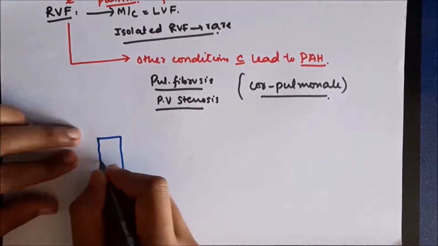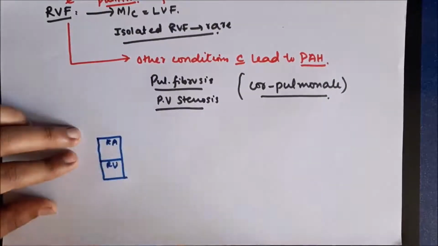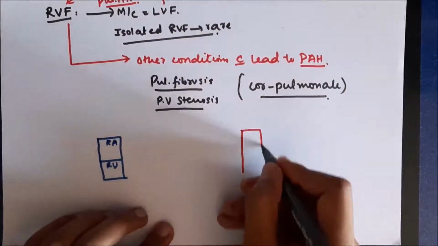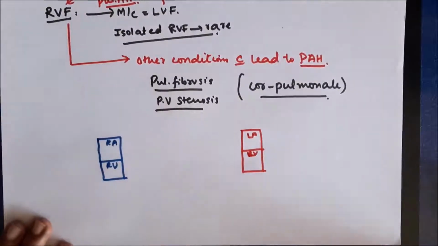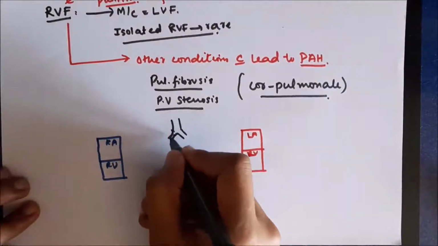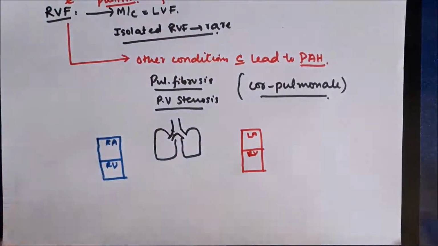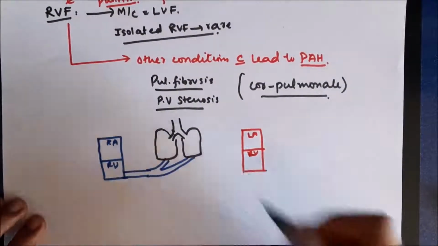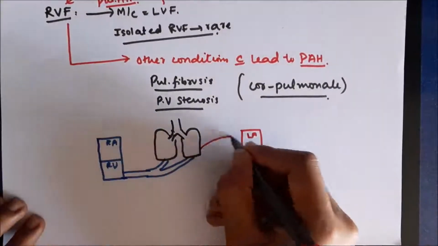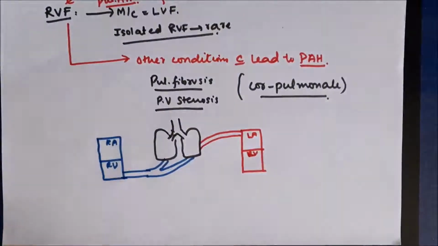Now, if this is the right side of the heart, this is the right atrium and right ventricle, and this is the left side of the heart, so this is the left atrium and this is the left ventricle. These are the two lungs. So these are the bronchi and these are the lungs. Now this is the pulmonary trunk, pulmonary arteries, and these are pulmonary veins which go to the left atrium.